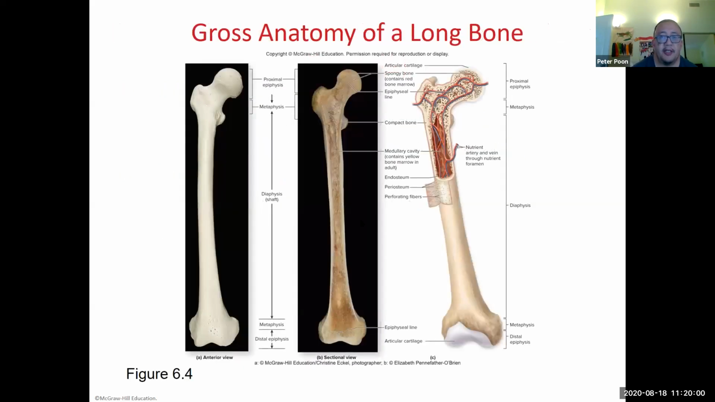So you can see that here. You can see the bone, they cut this in half, and inside is basically hollow with a medullary cavity that has blood vessels and stuff running through it.